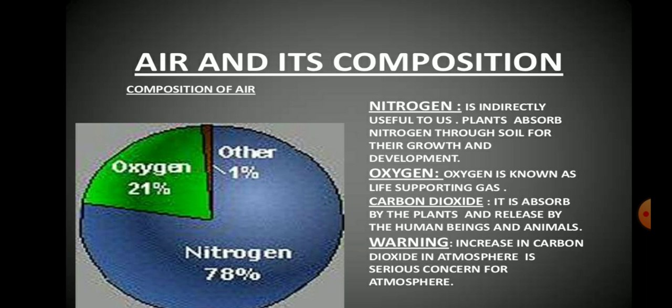21%, and the other remaining 1% is made up of carbon dioxide, helium, argon, hydrogen, which are found in very less quantity as compared to nitrogen and oxygen. Apart from these gases, tiny dust particles are also present in the air. So we have a brief idea about the components of atmosphere or components of air. And let's know in detail about the percentage.